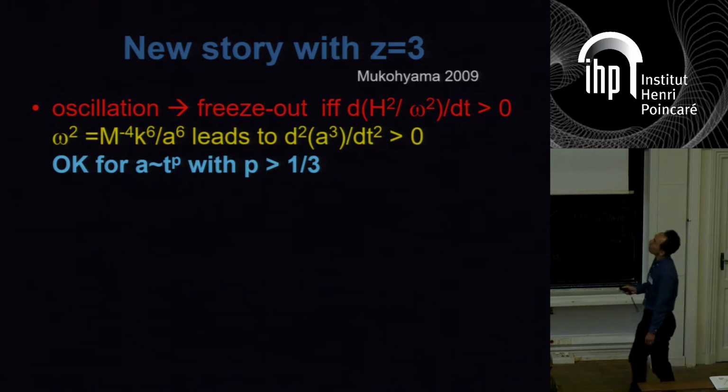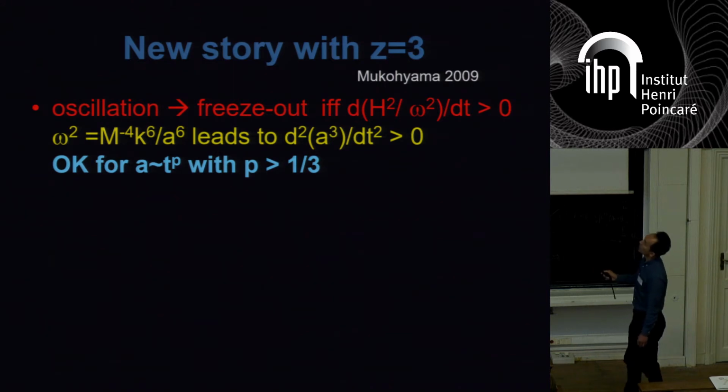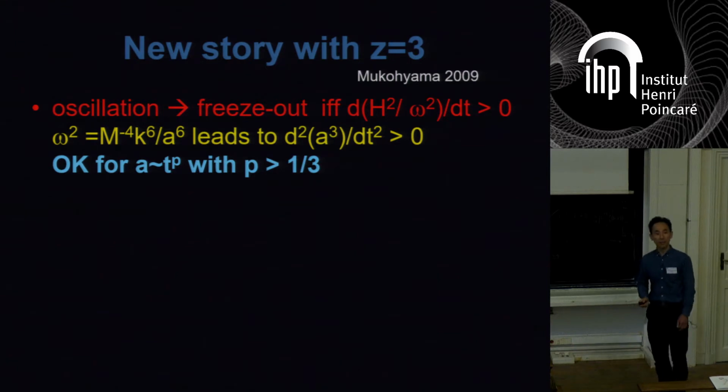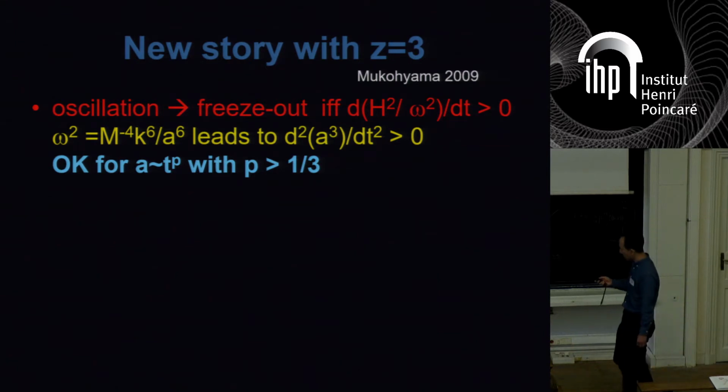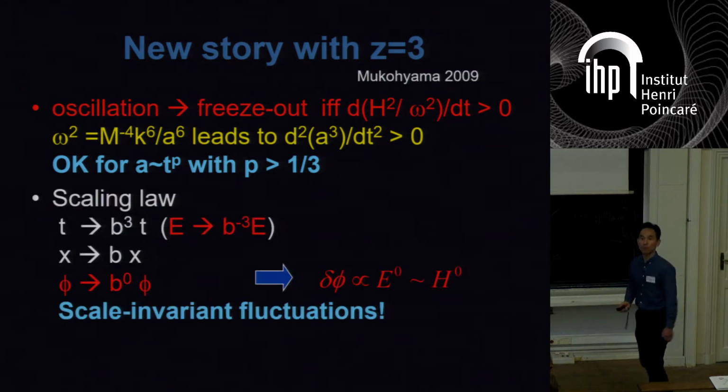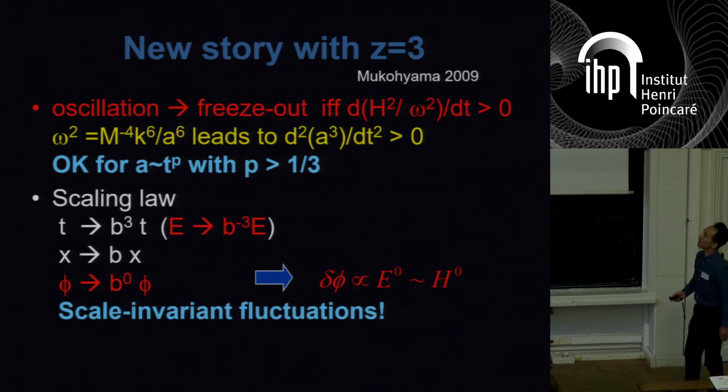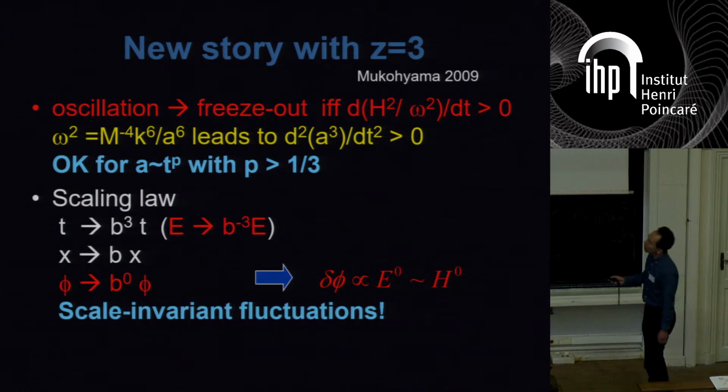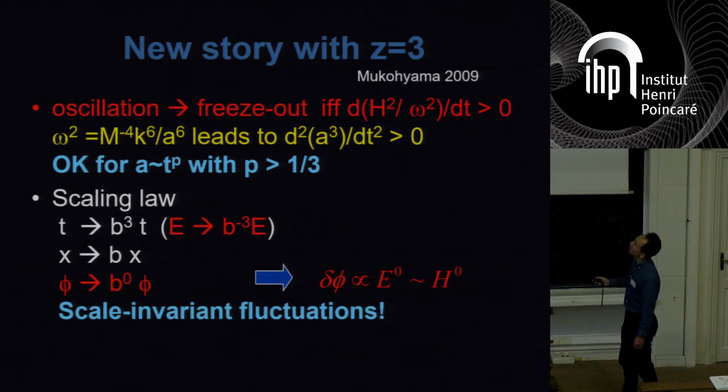So for example, if we have a power law expansion with p larger than 1/3, p does not have to be larger than 1. Without acceleration, we can generate the superhorizon fluctuation. Also, scale invariance is automatic. We know that the scalar field doesn't scale as we change the scale of, say, the energy scale.